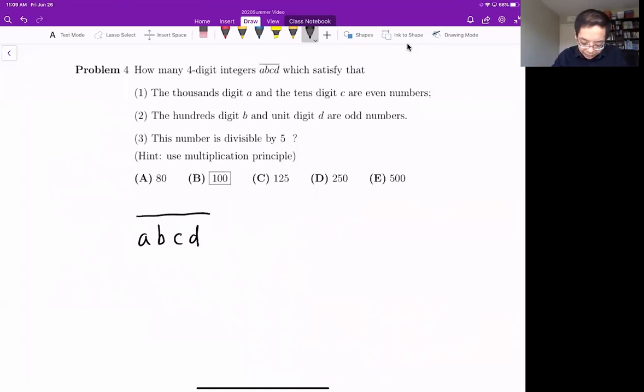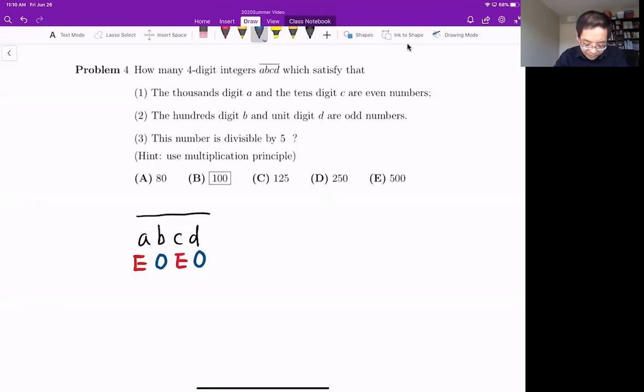Now here we have some requirements. The first one says the 1,000 digit A and the 10th digit C are both even numbers. So we want this one to be an even number, and this one is also an even number. Then we also want the 100 digit B and D to be odd numbers. So we want this one to be odd and this one odd. Here E represents even number.